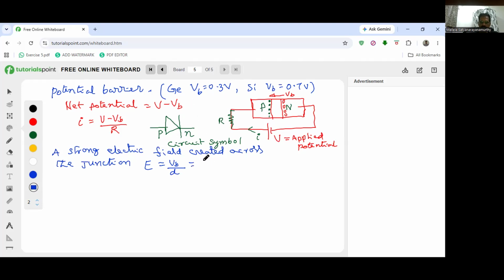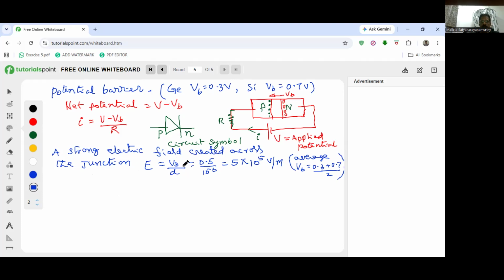The average potential barrier of germanium and silicon is 0.5. No doubt, a strong electric field of 5 into 10 power 5 volt per meter is created across the junction. So the average potential barrier is (0.3 plus 0.7) by 2, that's why you will take the average potential barrier as 0.5. Very, very important.